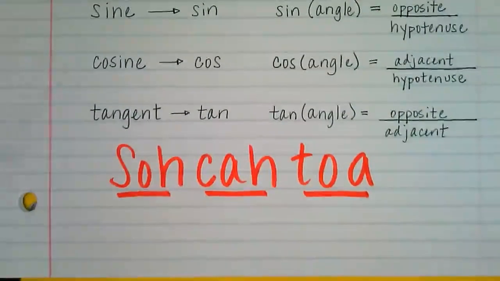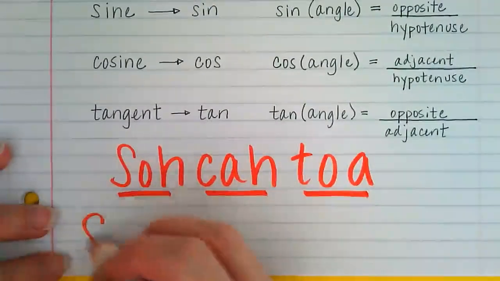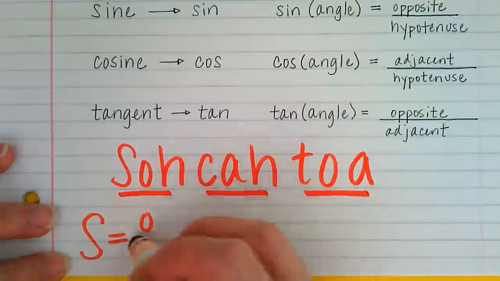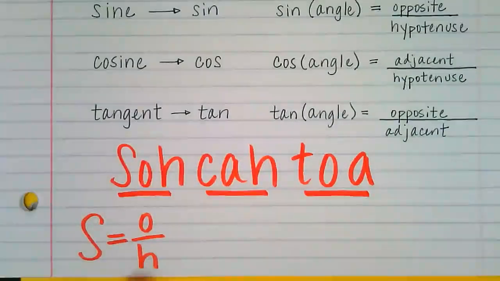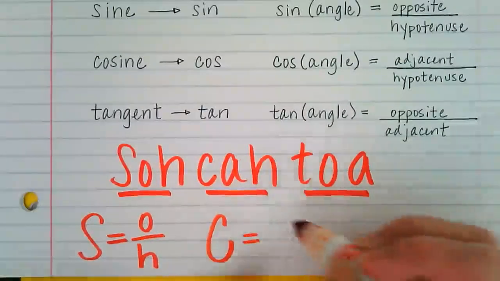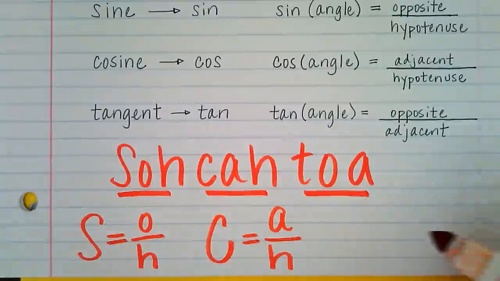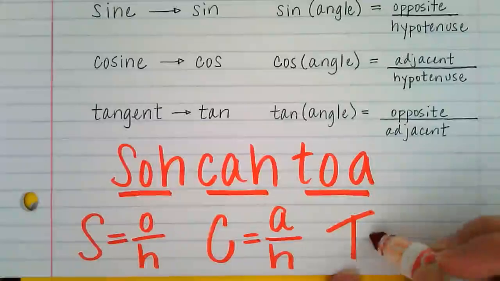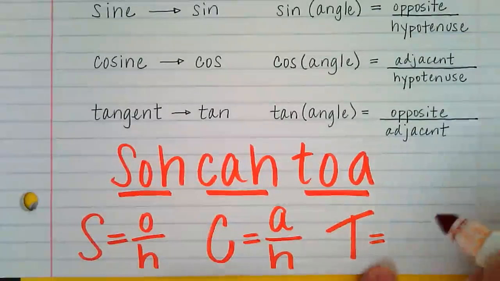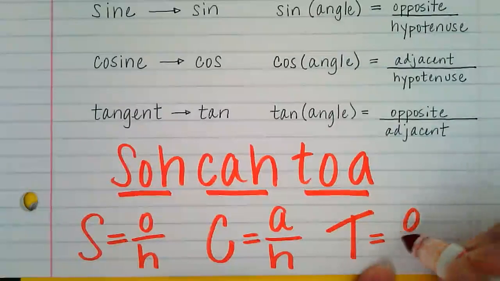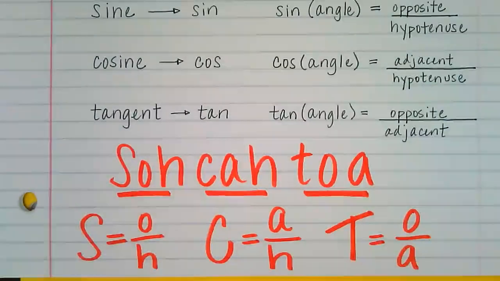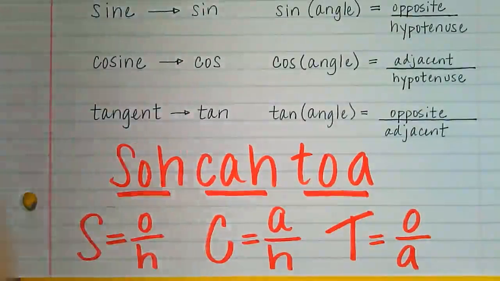Now, you have to make sure you know how to spell it. So this tells us that the sine is the ratio of the opposite and hypotenuse. The cosine is the ratio of the adjacent side with the hypotenuse. And the tangent is the relationship or the ratio between opposite and adjacent sides. So SOHCAHTOA is going to be your new best friend.